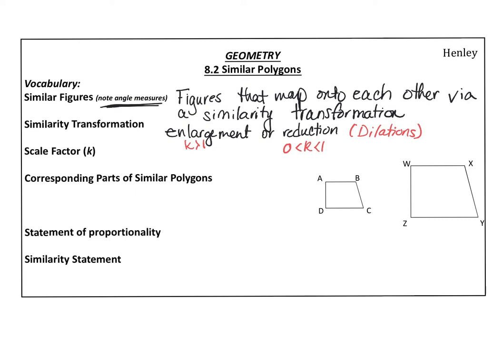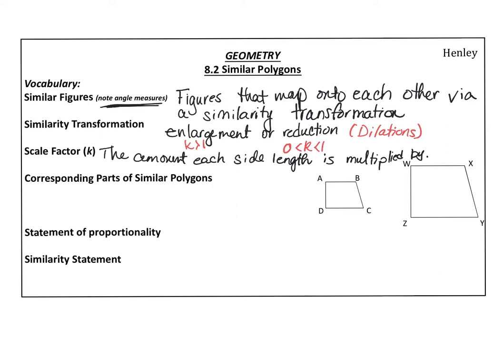Now, scale factor is the amount each side length is multiplied by. We write scale factor as K. That's just something that we do.